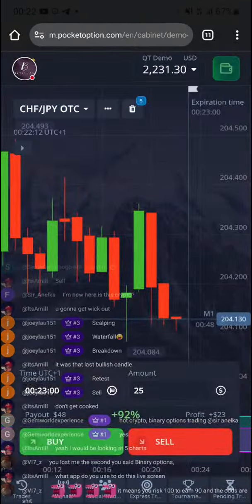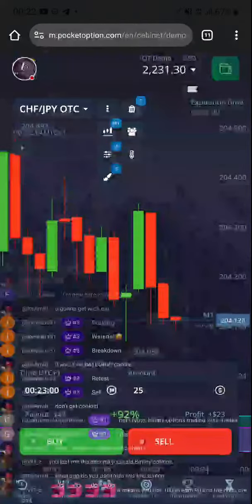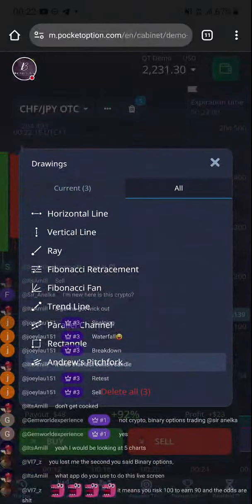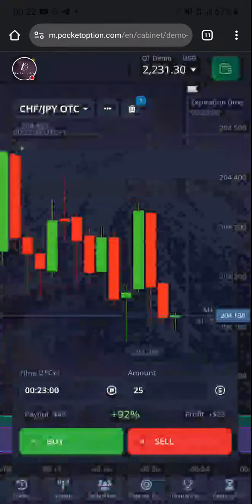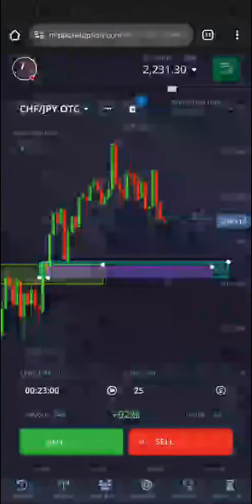I don't use any app actually. Yes, the payout amount is 92%.